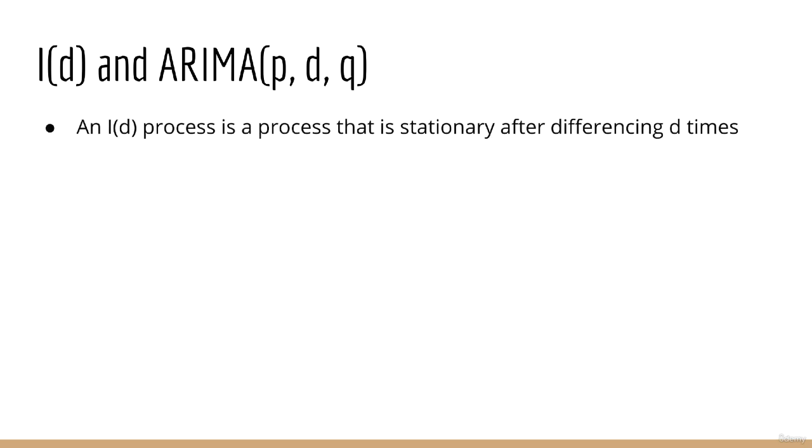Okay, so what does differencing have to do with ARIMA? We say that a process is I(d) if it is stationary after being differenced d times. An I(d) process is a process that is integrated to order d. Once we have this, we can define the ARIMA model. The ARIMA model has three arguments, p, d, and q. As you recall, p refers to the autoregressive part, q refers to the moving average part, and now we know that d refers to the integrated part.